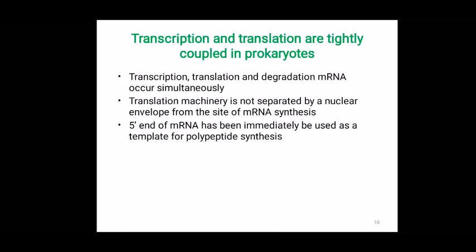In prokaryotes, transcription and translation are tightly coupled. So transcription, translation and degradation of mRNA occur simultaneously in prokaryotes. The translation machinery as well as the transcription machinery are present in the protoplast, so they are not separated from one another. The 5' end of the mRNA is immediately used as a template for polypeptide synthesis and read by the ribosomes in prokaryotes.